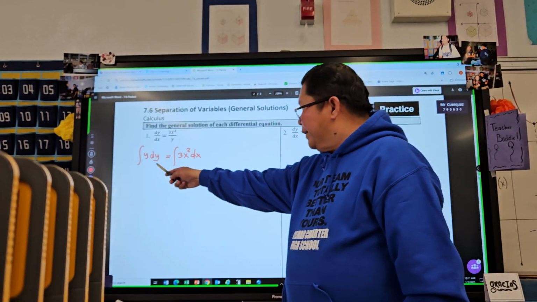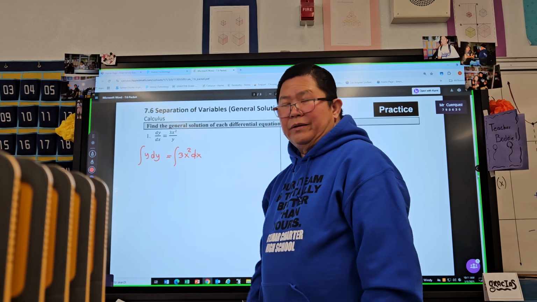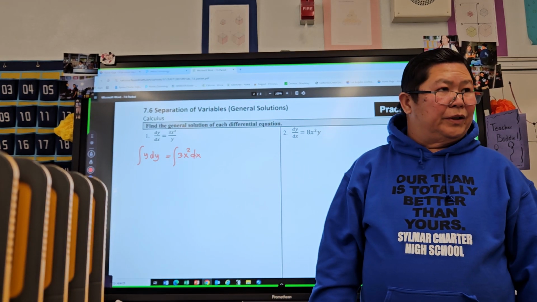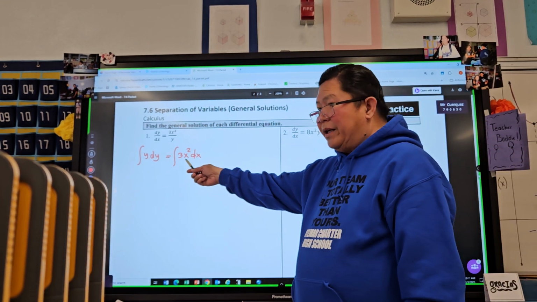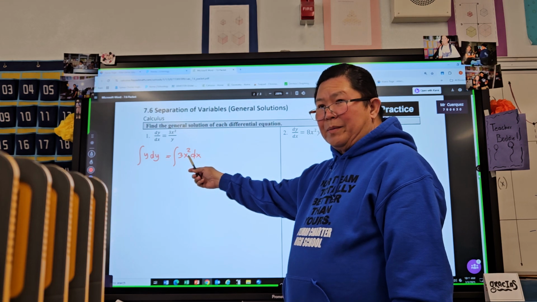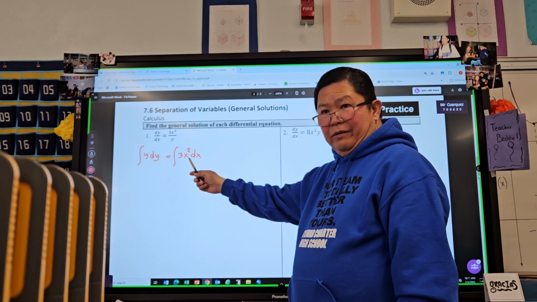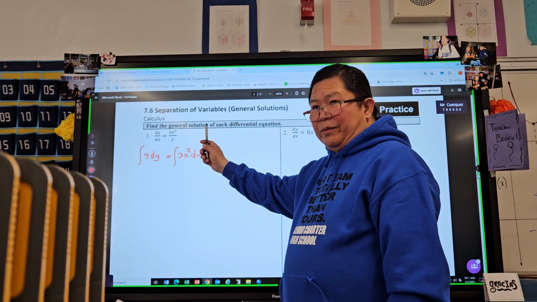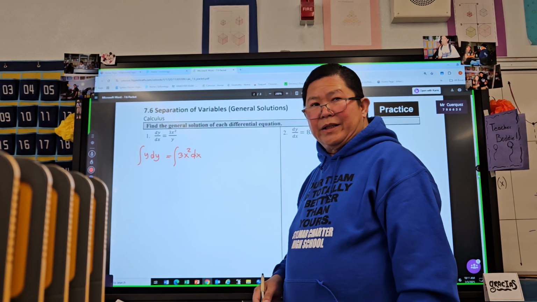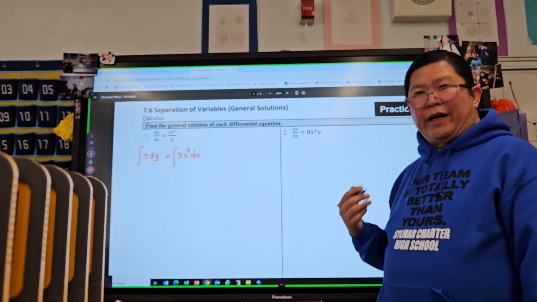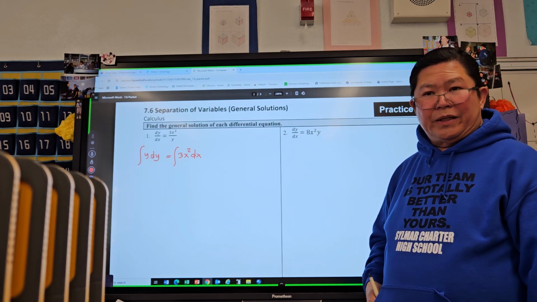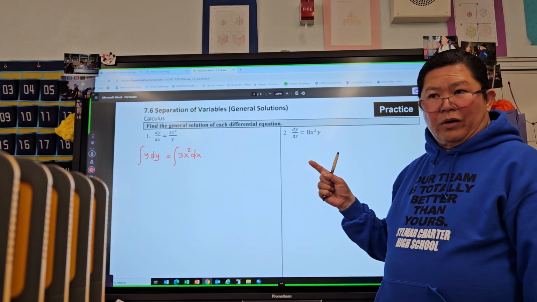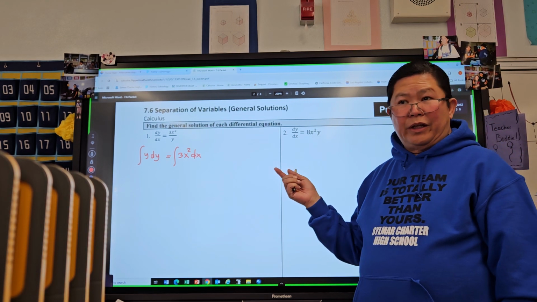So the antiderivative of y dy is y squared over 2. And then the antiderivative of this becomes x cubed, right? Because this is 3x squared, 3x to the power of 3 over 3, so the 3 cancels out. So the left side is just x cubed plus C, and then you're going to cross multiply by 2, okay?